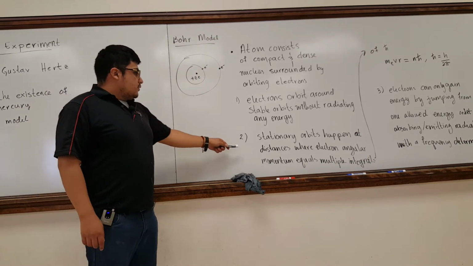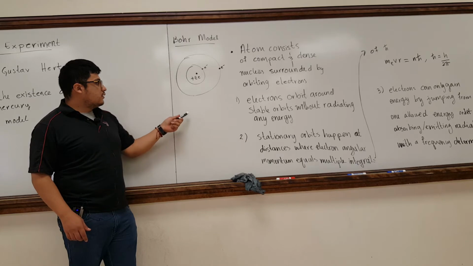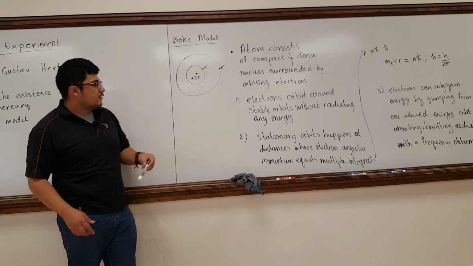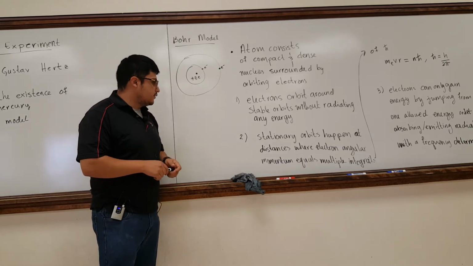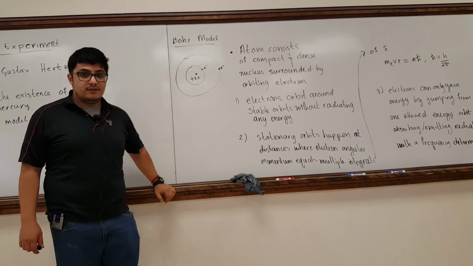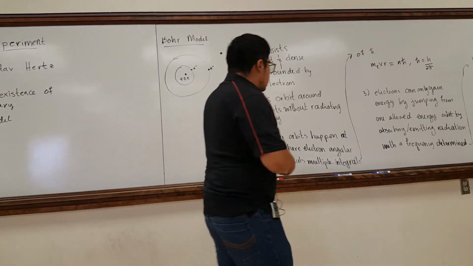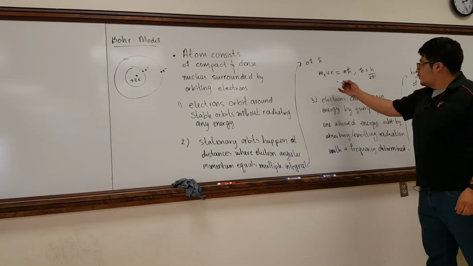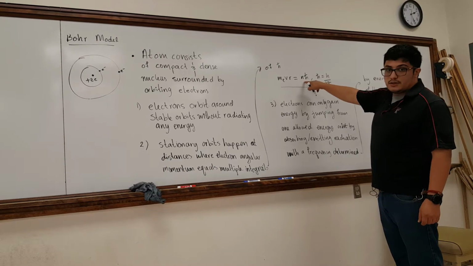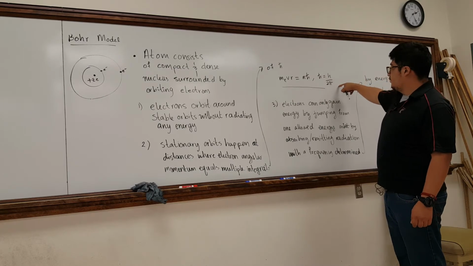Now, the stationary orbits do not happen at just any random distances. I could draw more of the orbits, but there's a spacing mandated by the following condition. The distances at which you can have a stable orbit are mandated by the equation you see here. We need to have the angular momentum of the electron equal to integer multiples of the h bar constant. And if you remember, h bar is simply h over 2 pi.